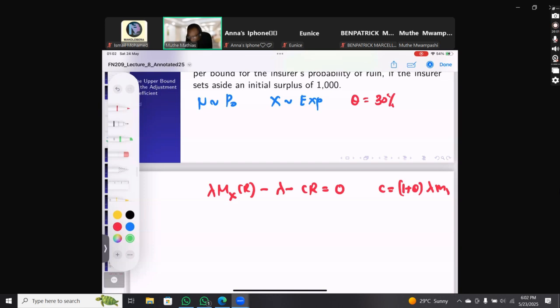Okay, so if we substitute this C here, of course, the formula will be more simplified. We saw that if you do that, you'll end up with a very simple formula which says, I don't know if you remember, but I think M_X(R) is equal to 1 plus theta, and then of course M1. Yes, okay, simplify that. You can see now we have a very simple form.